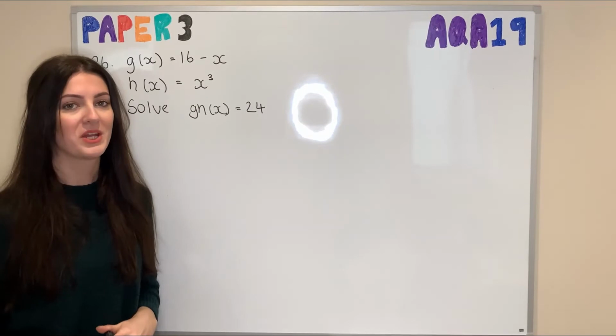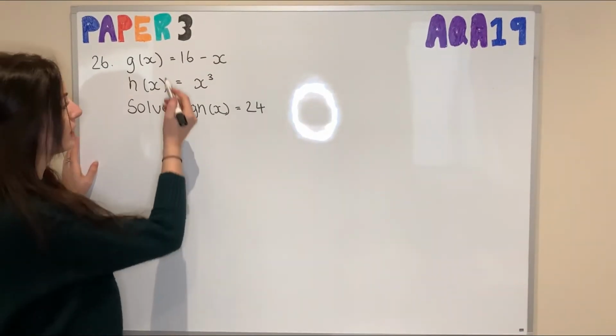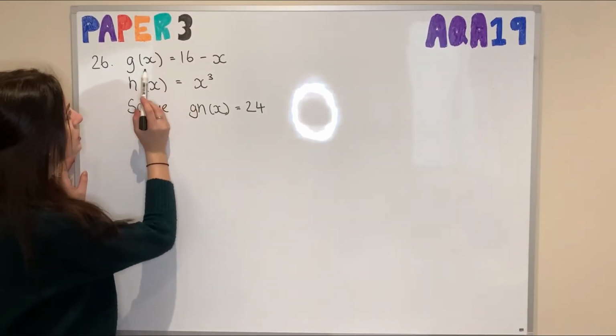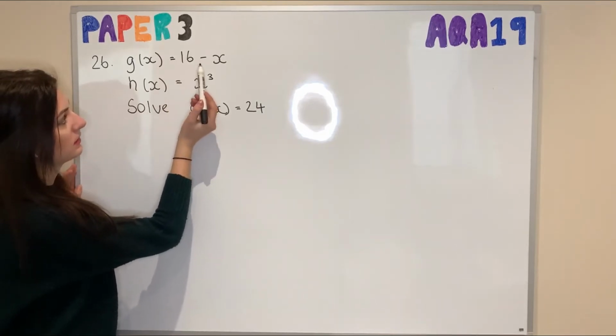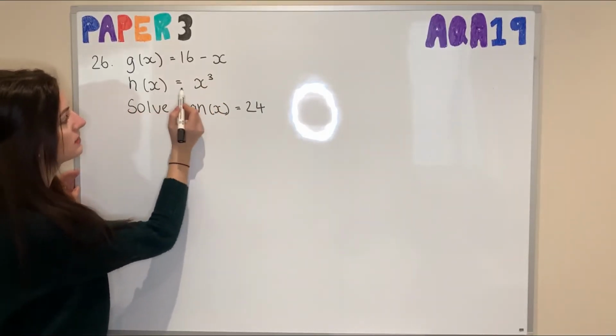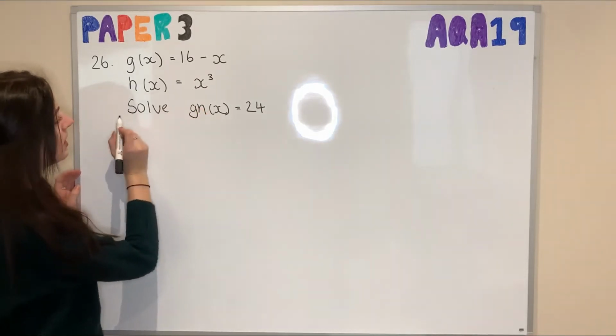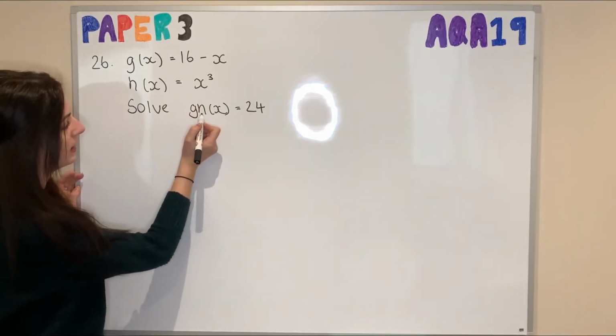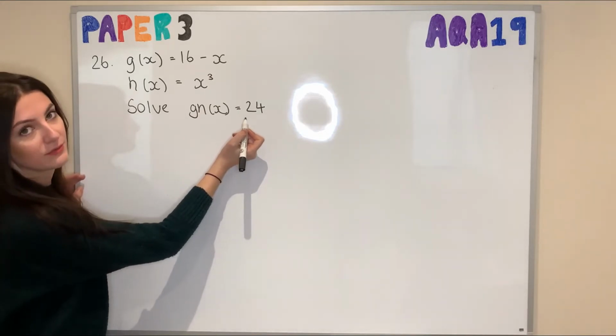So here we have question 26, and we get 3 equations. So we have g(x) equals 16 take away x. Then we have a function h(x) equals x cubed. And then we need to solve for gh(x) equals 24.